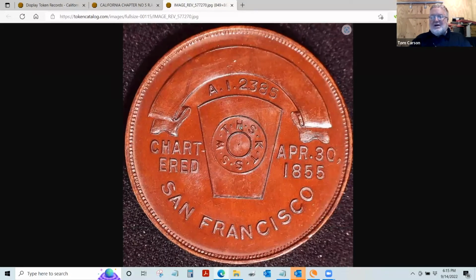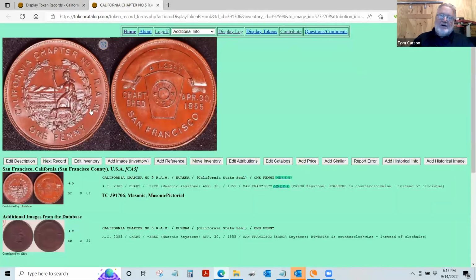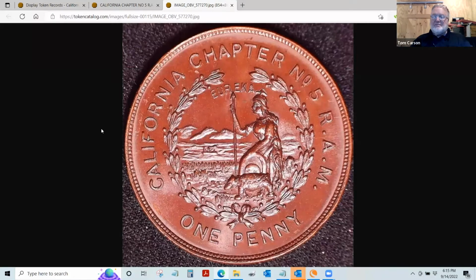On the back here where it says HTWSSTKS, it's going counterclockwise, and it should go clockwise. Hiram, Tyre, widow's son, sendeth to King Solomon. So they did it wrong. And they made a bunch of really beautiful bronze pennies.